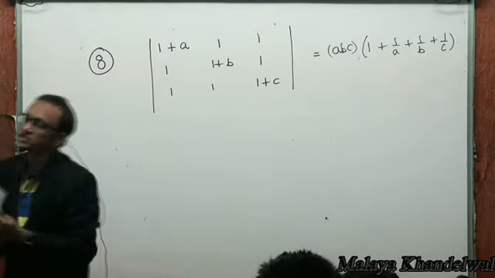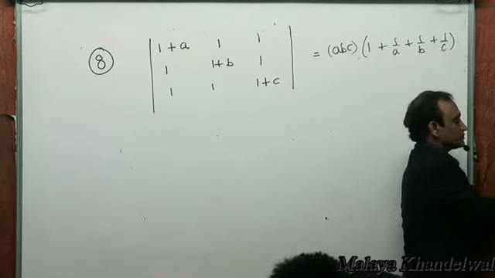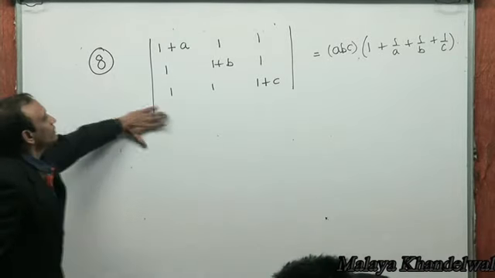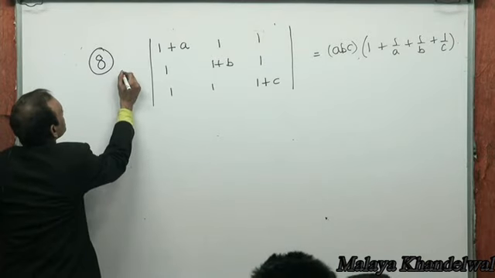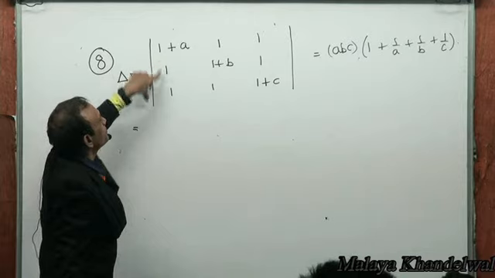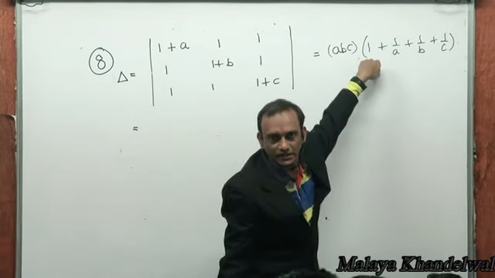Equal to this is a standard determinant. You want to remember this, but let's see how to prove this. If I start with this delta, this left hand side determinant, I could have taken A common from here, B common from here, and C common from here. Somehow force an ABC outside the determinant.